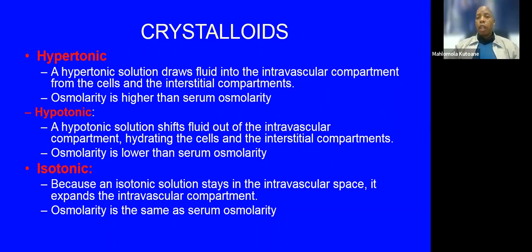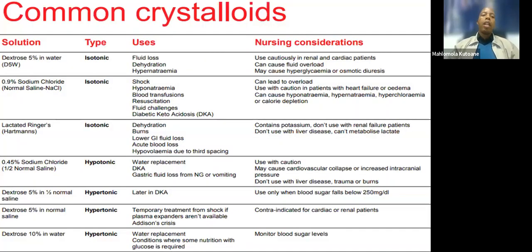So let's come to their use. The common crystalloids that we have in our settings: we have dextrose 5% in water, which is isotonic and can be used for fluid loss, dehydration, and hypernatremia. We also have 0.9% sodium chloride. They normally call it normal saline. It is also isotonic, can be used in shock, hyponatremia, blood transfusion, resuscitation, fluid challenges, diabetic ketoacidosis.